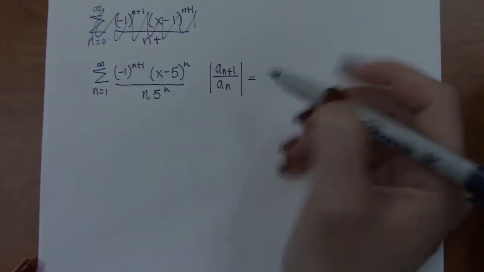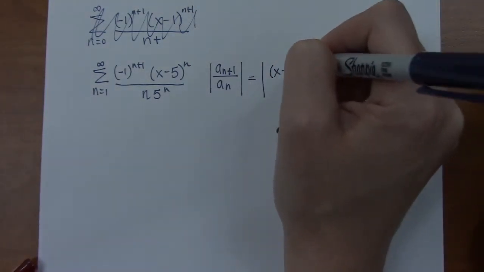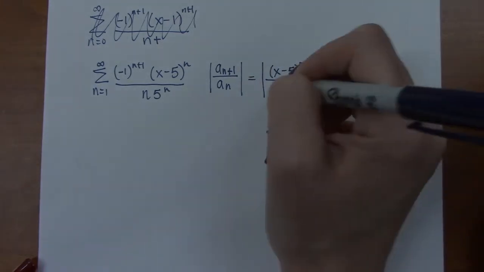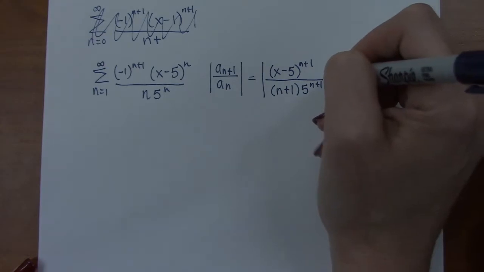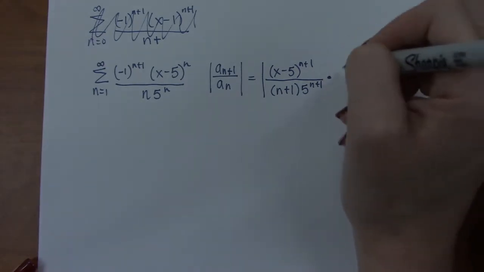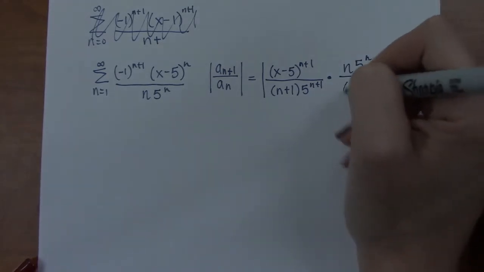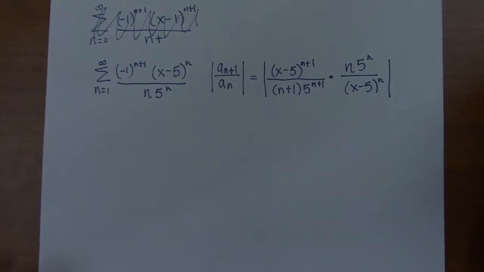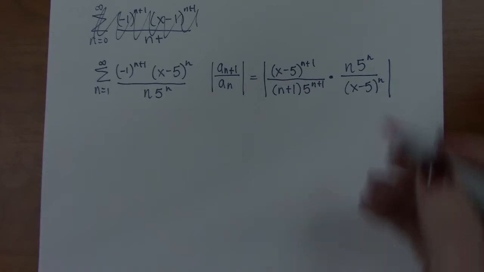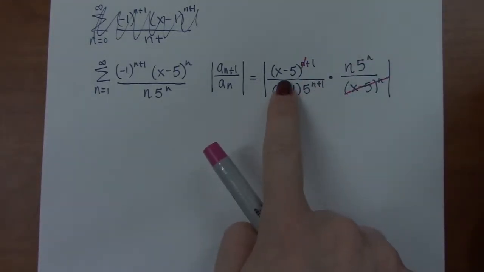So when we do this, the n plus 1 term is going to be (x minus 5) to the n plus 1 over (n plus 1) times 5 to the n plus 1. And then when we divide, we multiply times the reciprocal, n times 5 to the n over (x minus 5) to the n. So this is what I want to simplify and then take the limit of. The (x minus 5) to the n is going to cancel, and we're just going to be left with an x minus 5.